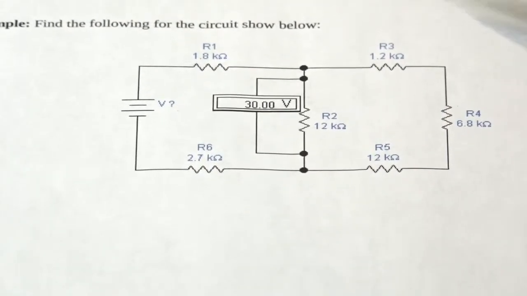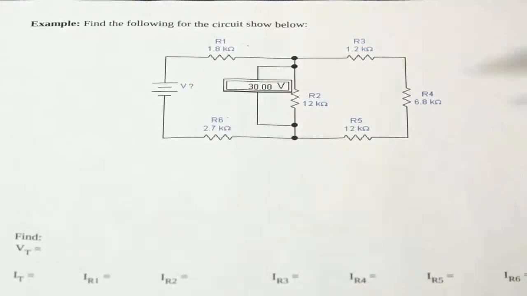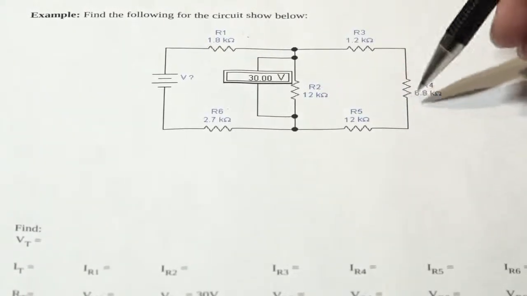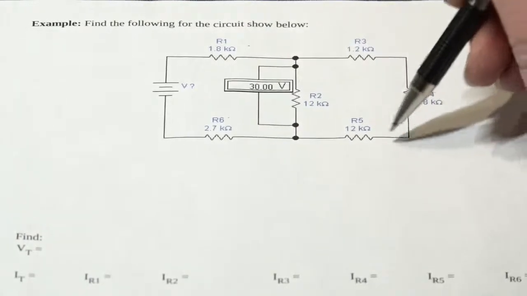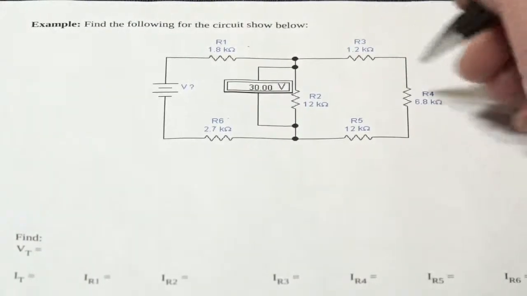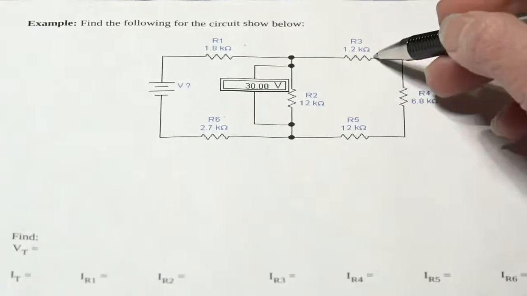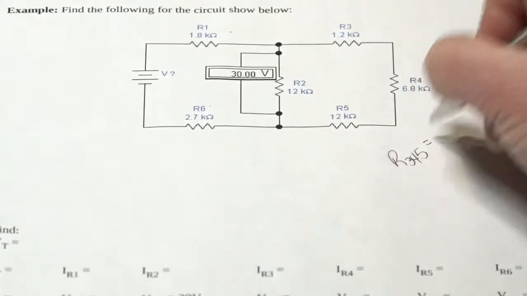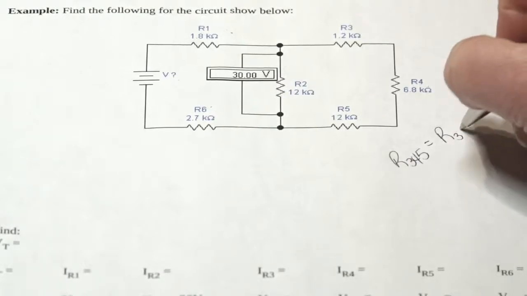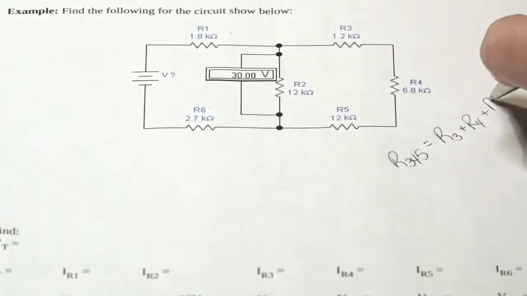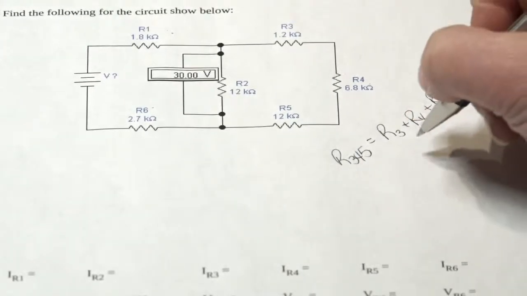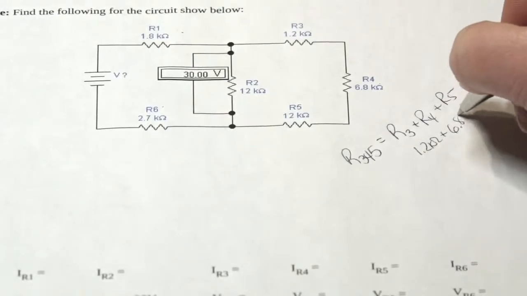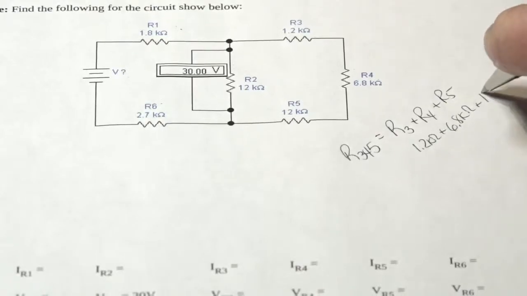Now, if we're looking for the total resistance, we know all of the resistors. A lot of people would say, well, 6.8 parallel, got a problem. These all share the same path, right? So if we're doing our combinations, we would say we have the R3, 4, 5 combination, and that is in series: R3 plus R4 plus R5, which is 1.2K ohms plus 6.8K ohms plus 12K ohms.